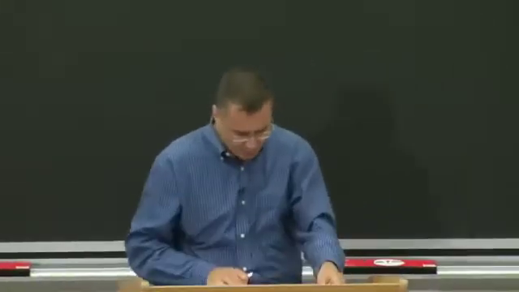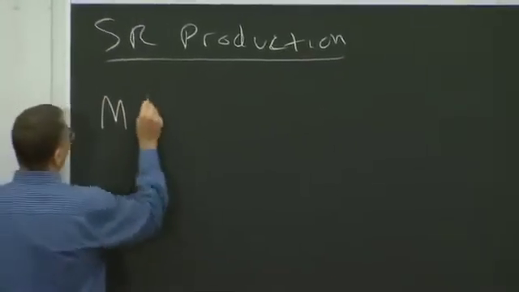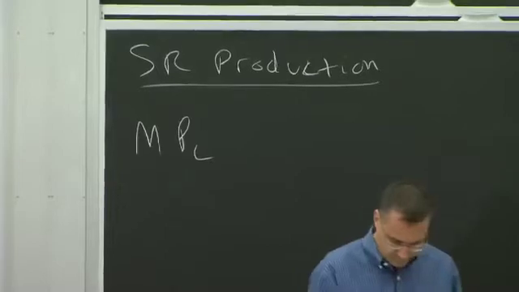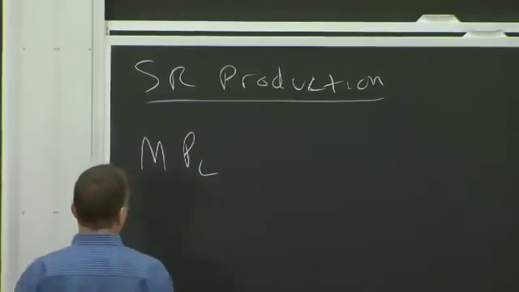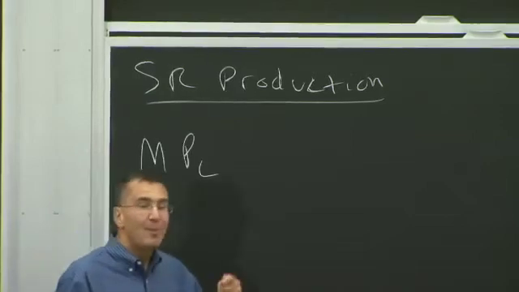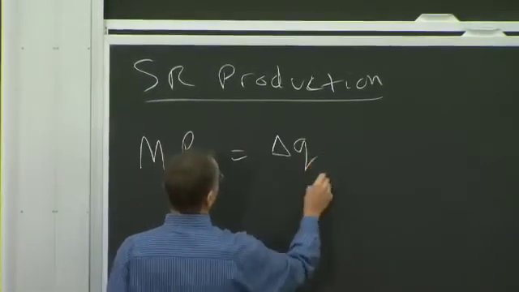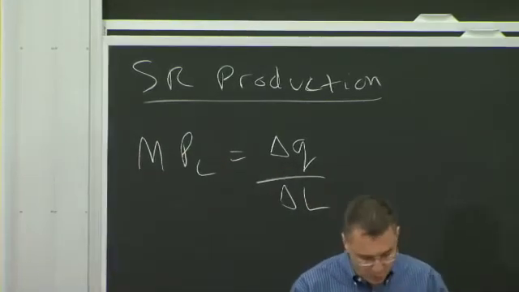The key concept that's going to determine that is something we'll call the marginal product of labor, which is the change in total output resulting from the next unit of labor used. That is, delta Q over delta L is the marginal product of labor.